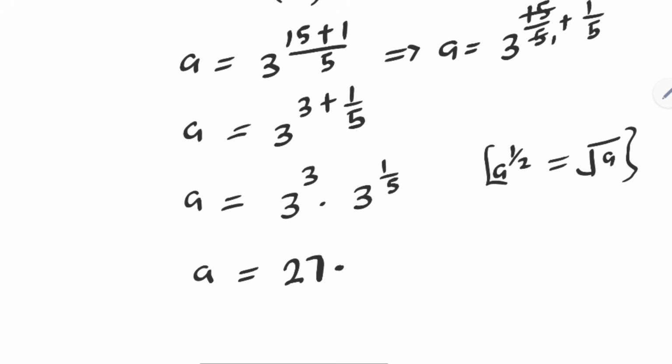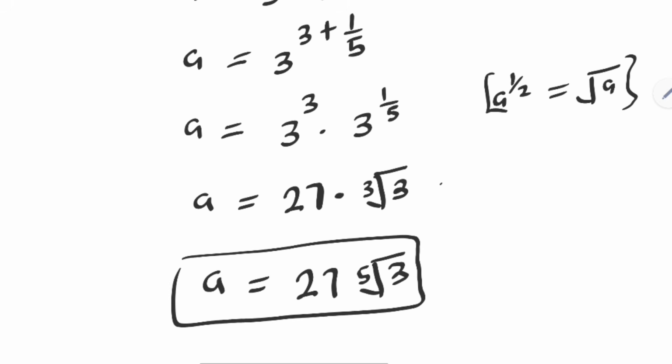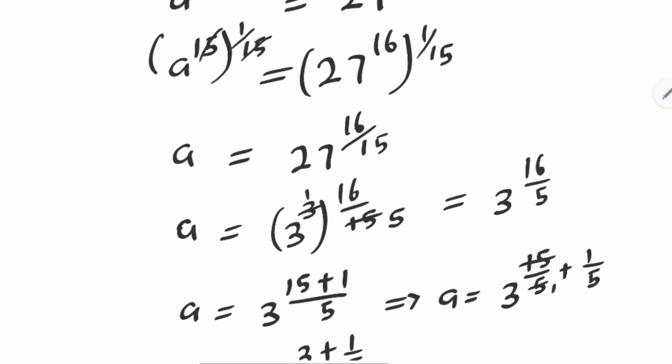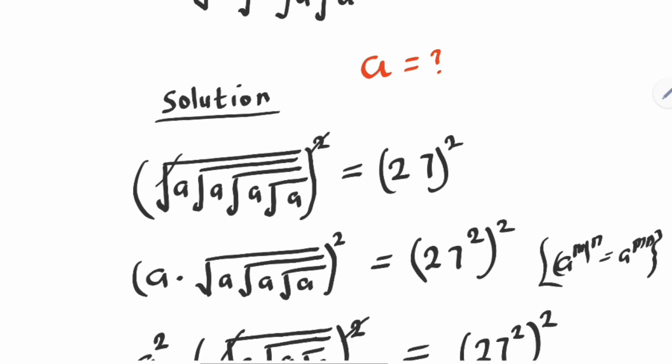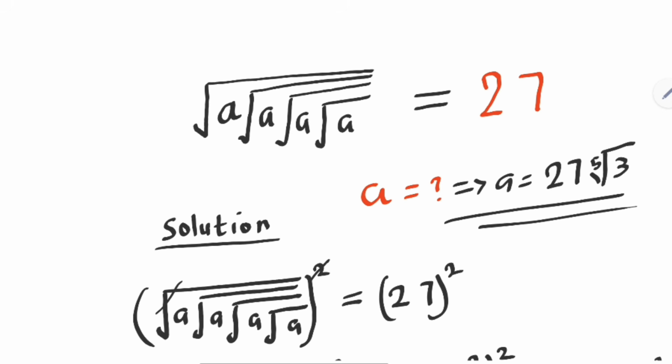Multiplied by fifth root of 3. Therefore, our final answer is A is equal to 27 fifth root of 3. This is the final answer. Therefore, our final answer here is A is equal to 27 fifth root of 3.